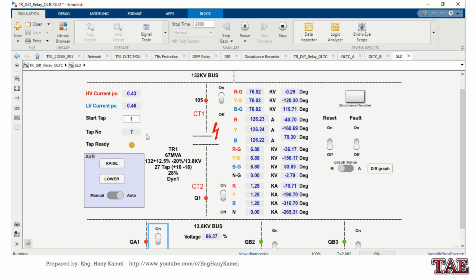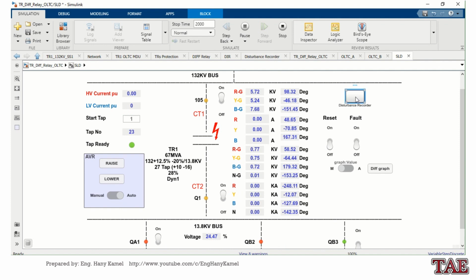Tap changing now. Load is around 60% and the bus voltage is regulated. I will increase the load. Voltage goes down, and load is now near 90%, and the tap changes to regulate the bus voltage. And the transformer already gets trip.